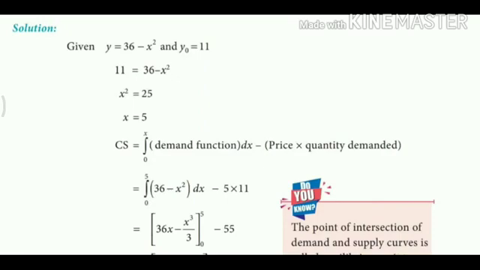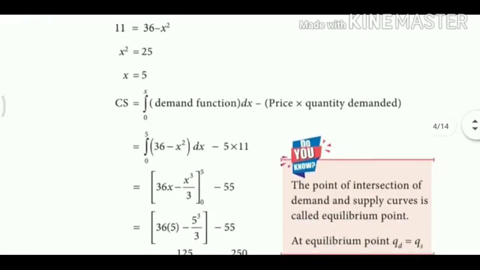So it is given y equal to 36 minus x square and y0 equal to 11. So in this equation we are finding x square, that is, minus x square equal to 36 minus 11, and you are getting 25. The value of x equal to 5. Okay, after solving the equation we are getting the value of x equal to 5. Here x is nothing but the price of a product.